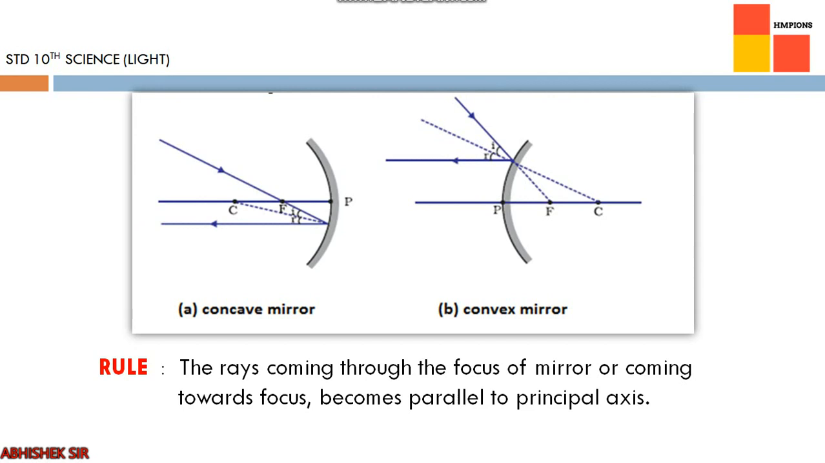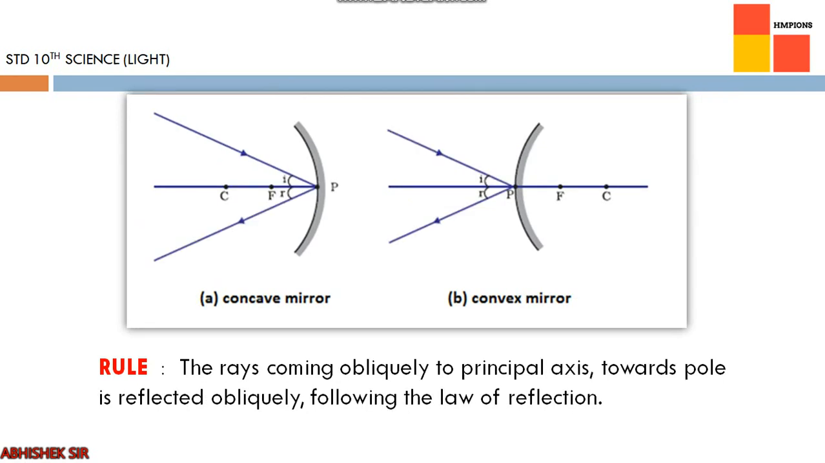Next rule says the rays coming through the focus or coming towards focus, after reflection it becomes parallel, it goes parallel to the principal axis. The last one: the rays which are coming obliquely to principal axis towards pole is reflected obliquely. And what do you mean by obliquely? At an angle, right? So if they are coming at an angle, they will go at the same angle after reflection. That is nothing but the first law of reflection, right? So these four basic rules will be necessary when we will study the ray diagrams.